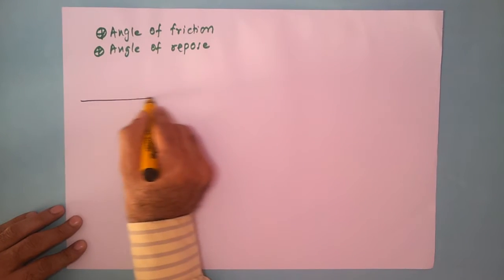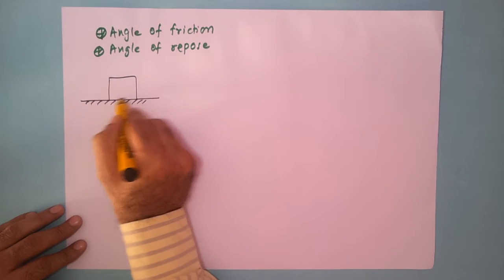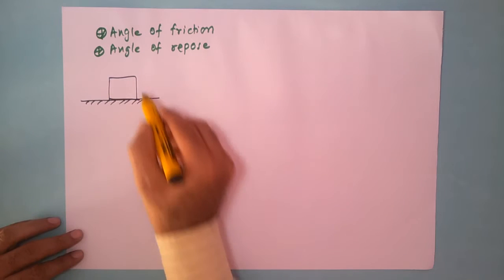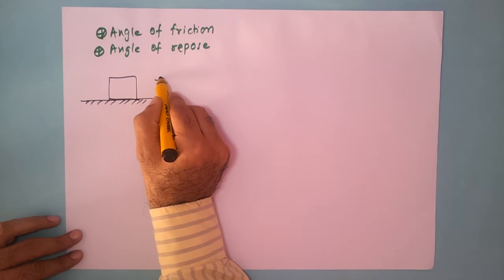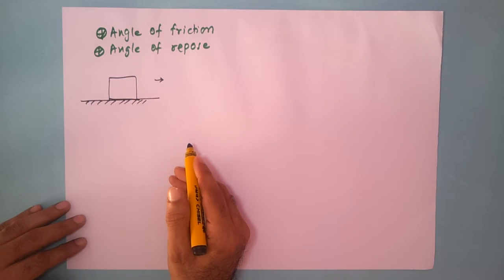Here we are trying to understand two concepts, angle of friction and angle of repose, with respect to friction. Let us begin with angle of friction. Let us say we have a surface on which we have an object placed, a horizontal surface, and let us say this object is on the verge of moving in this direction. So it's just about to slide in this particular direction.